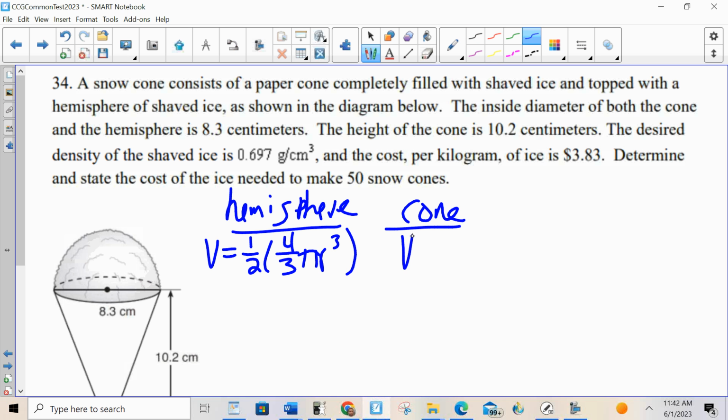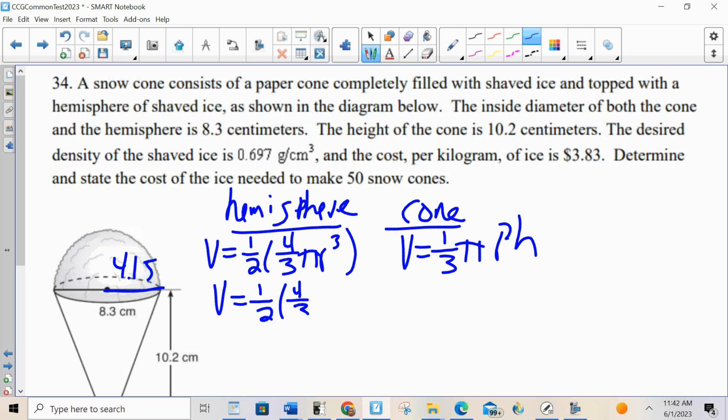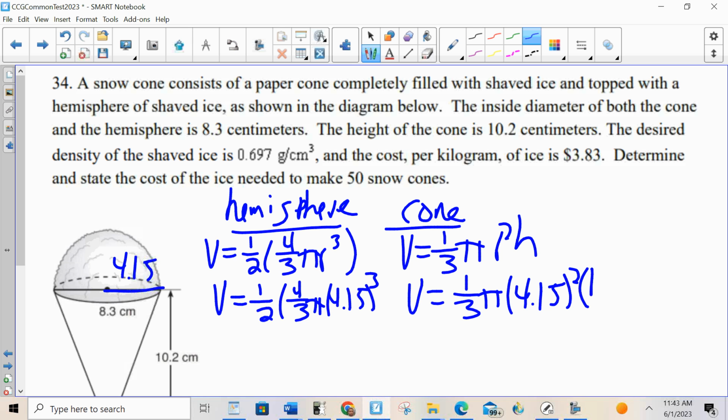And my cone is 1/3 pi r squared h. The radius is half of the diameter. You can use the calculator. It's 4.15. So it's 1/2 of 4/3 pi 4.15 cubed. And the cone has the same radius, 4.15 squared, times 10.2.